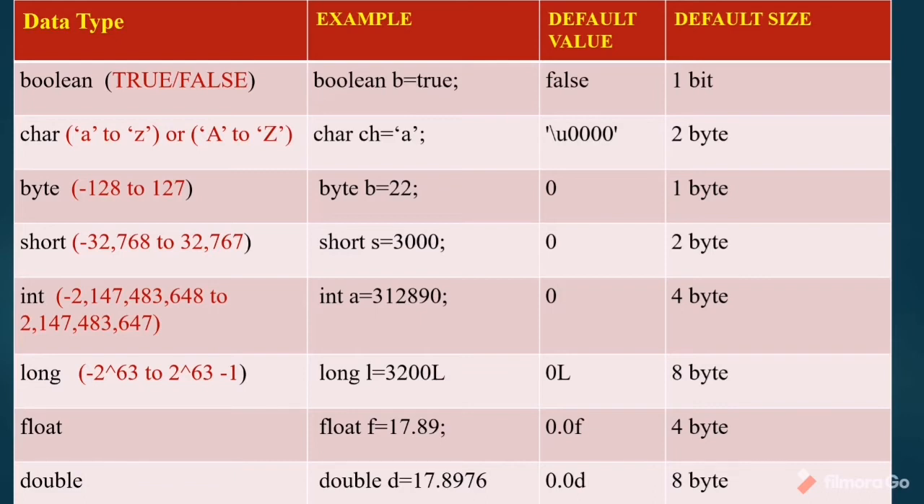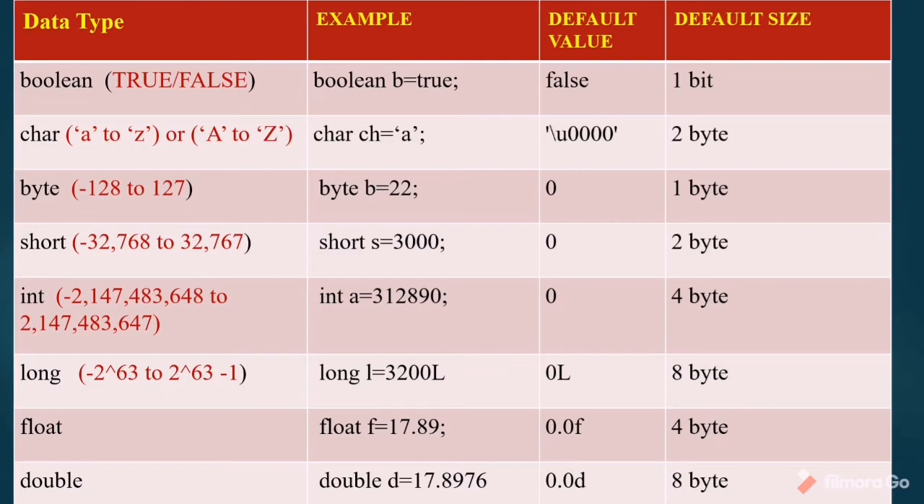Then char. Char will always be from A to Z, capital or small. It can be anything. So char ch is equal to 'A'. We need to keep that letter within single quotes. Default value is given here and default size is 2 bytes. Then byte. Byte should be within this range and the example for this is byte b equal to 22. Default value for byte is 0, default size is 1 byte.